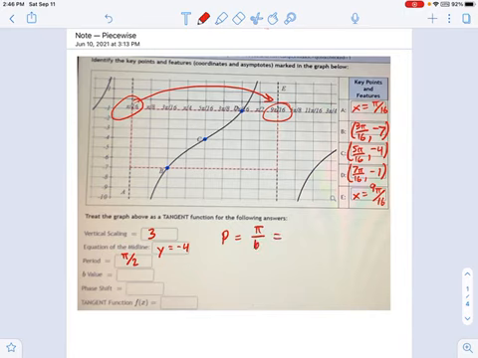Now, we know that the period, from what I just talked about, is pi over 2. So what does b have to be in order to satisfy this equation? You can either look at it and say, oh, I see, b equals 2. Or we can go ahead and solve this, right?